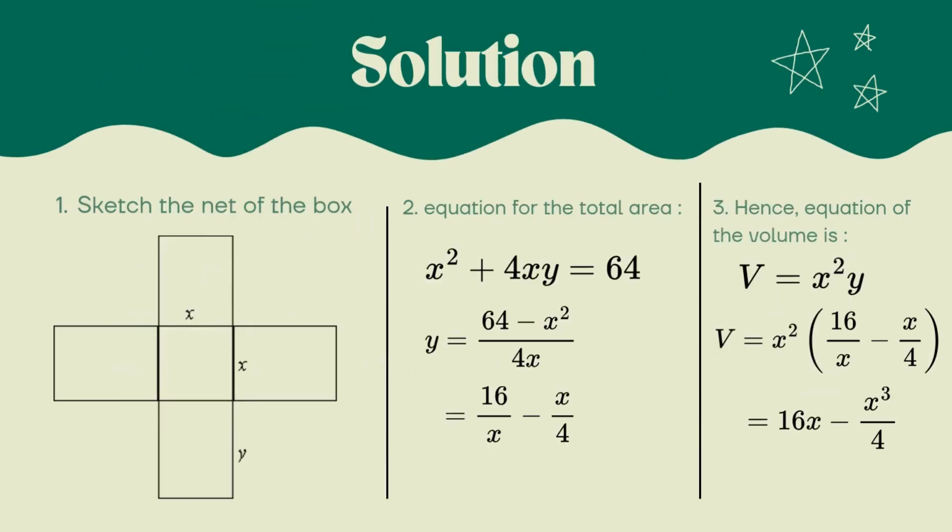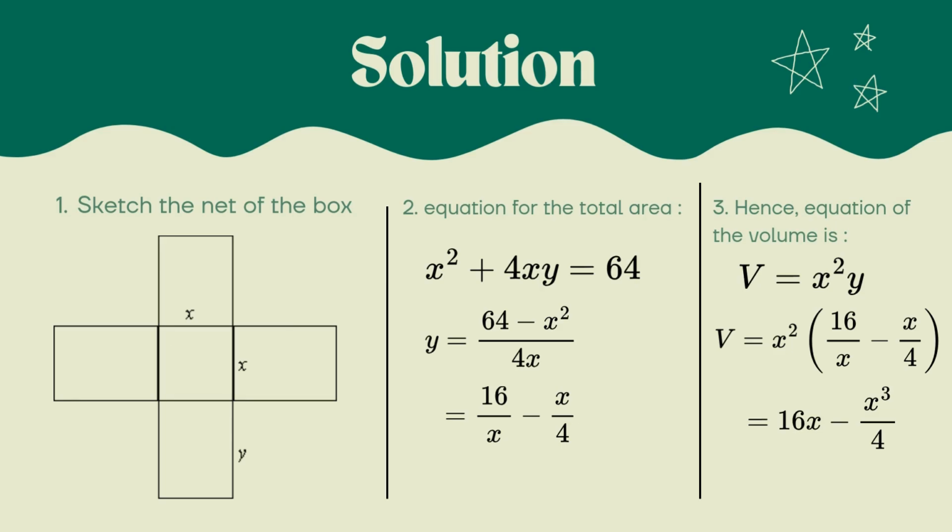In this question, it is best to sketch the net of the box first. As you can see here, based on the sketch, the width and length are labeled as x, while the height is labeled as y. After that, we need to find the value of y by using the equation from the total area, because we only want one variable, which is x.